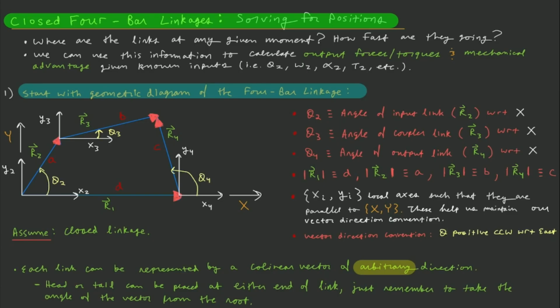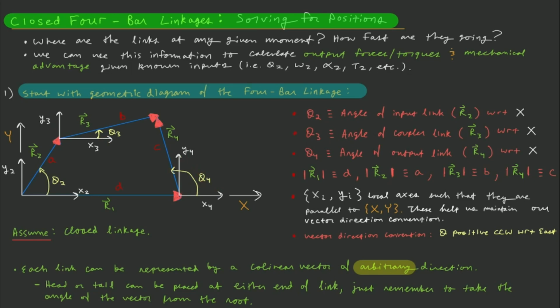Theta 2 is the angle of the input link, so the angle of link A. Theta 3 is the angle of the coupler link, or link B, and we've chosen the local axes such that x3 goes this way, y3 goes this way. Theta 4 is the angle of the output link, so we've chosen the local coordinate axes here to be similar to the coupler link. So theta 4 is this angle right here.